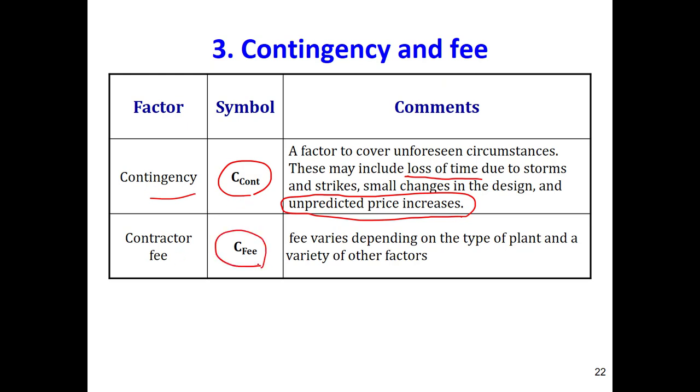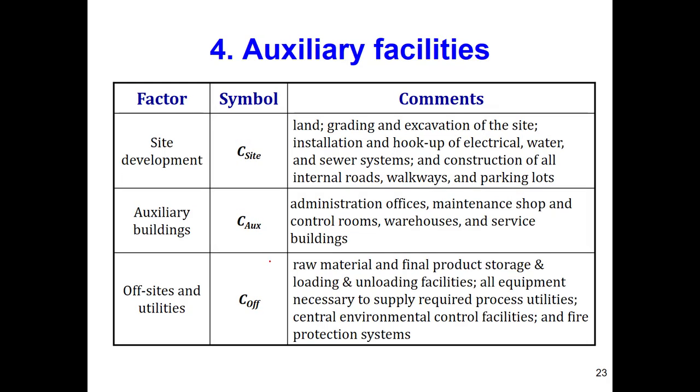Contractor fees, that we show with the fee, depend on the type of the plant and some other factors. There might be some contractor fee that we also need to consider. So this is the third part, and the last part is auxiliary facilities. Let's say site development, we show with C site. We have auxiliary buildings, the cost of which we show with C aux, and we have offsites and utilities, the cost of those facilities we show with C off.